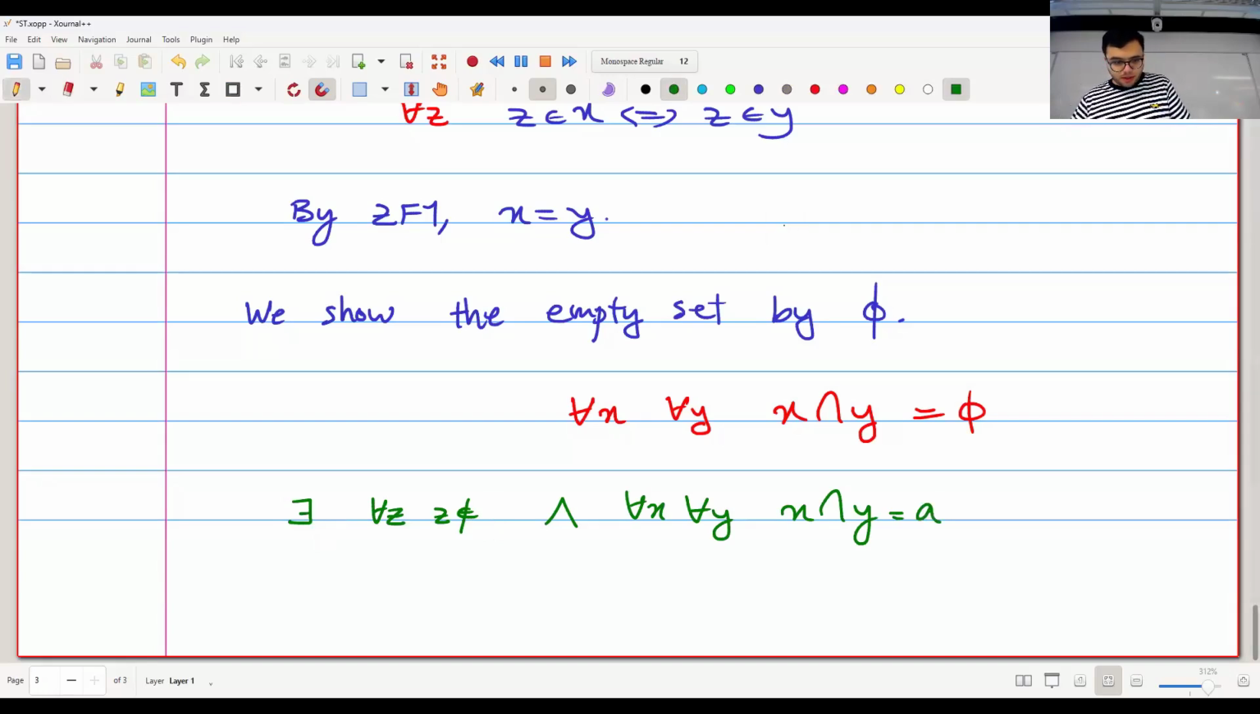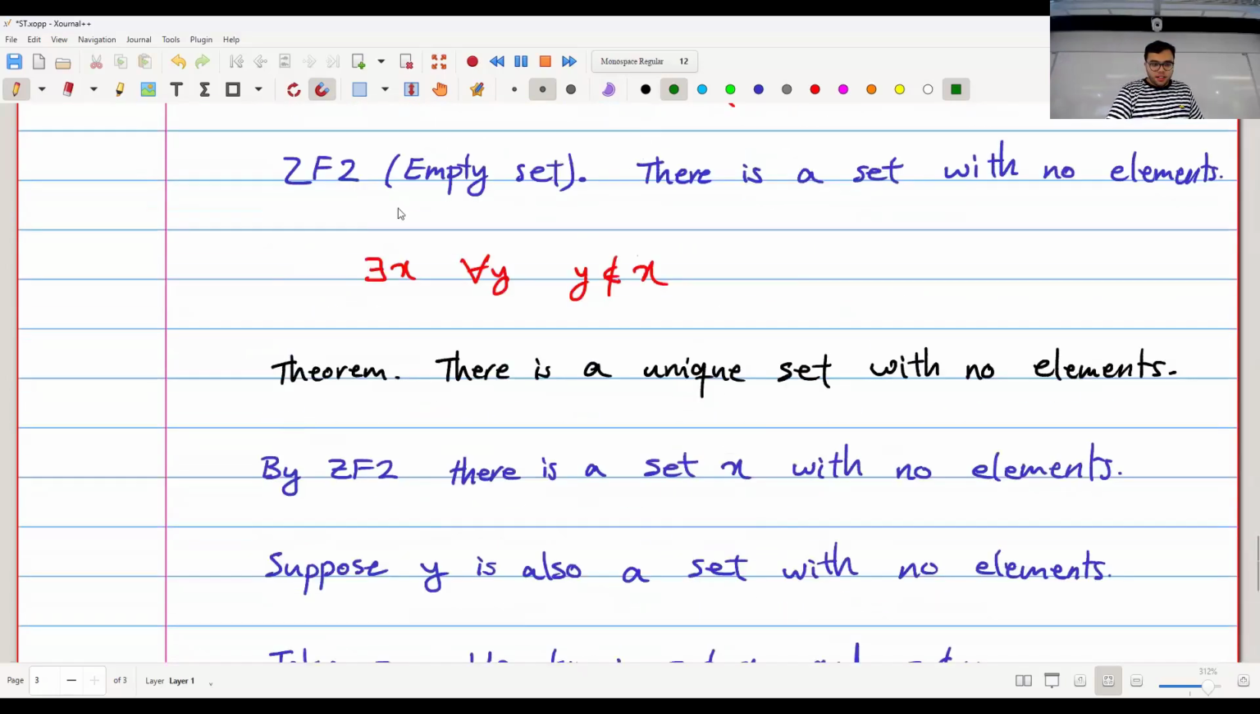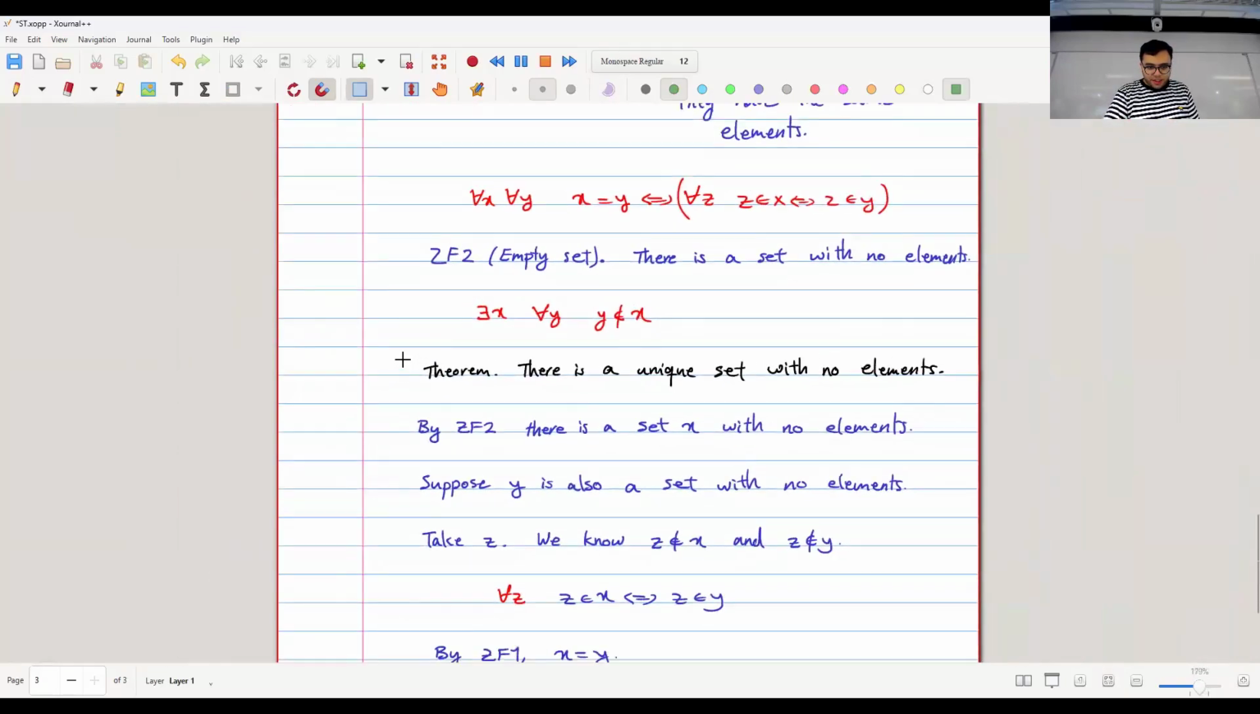So there exists some A such that for every Z, Z is not in A, and then I have my original formula. So whenever I have a formula that has empty set in it, I can write it as an equivalent formula in L that doesn't have empty set in it. So I can think of the empty set as some sort of syntactic sugar as well.